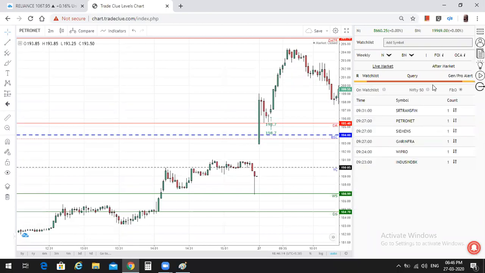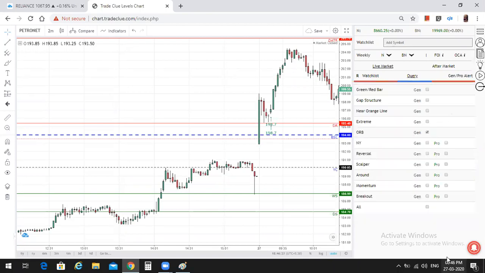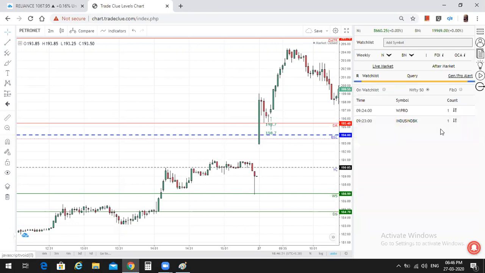It takes a little while to give you ORB alerts. So we'll wait and see if we get the alert. If not, then I can show you some other time. The data is already being refreshed for tomorrow's. Let me see the last time. No. So ORB alerts you will also get from this query section.